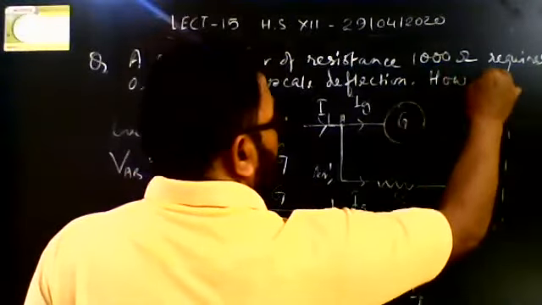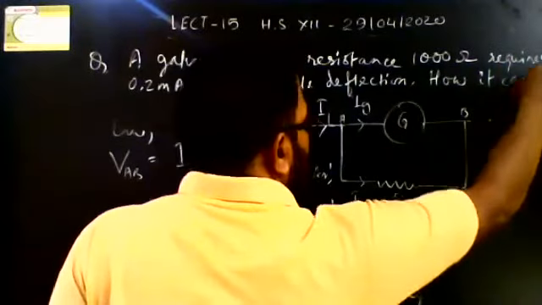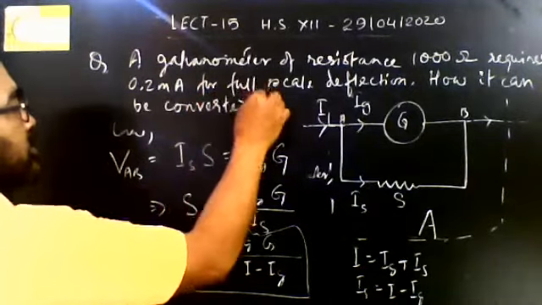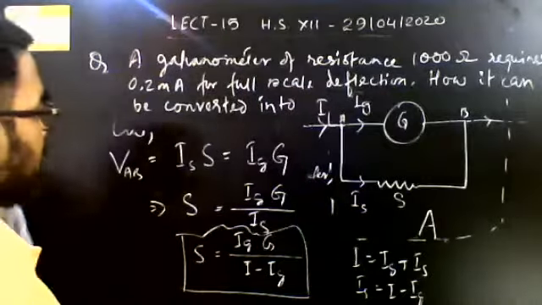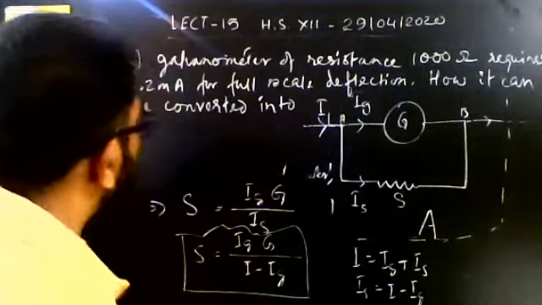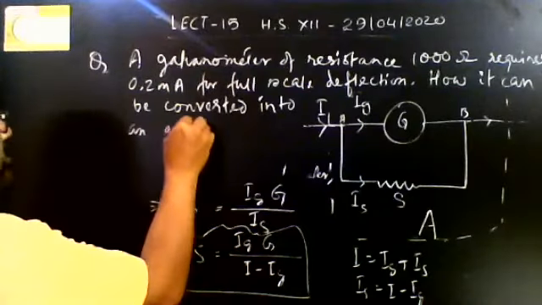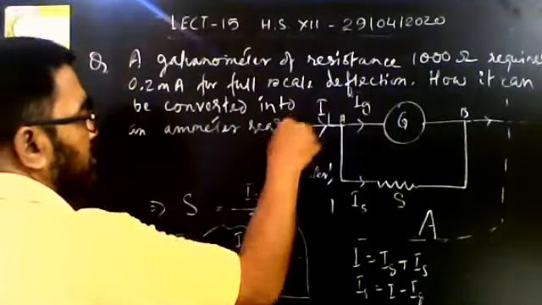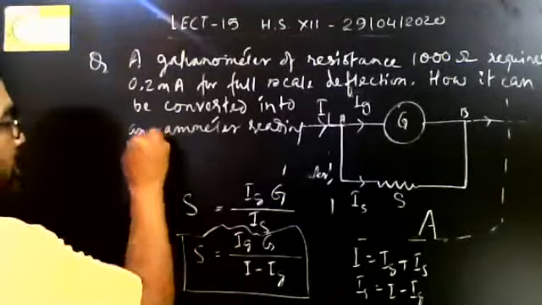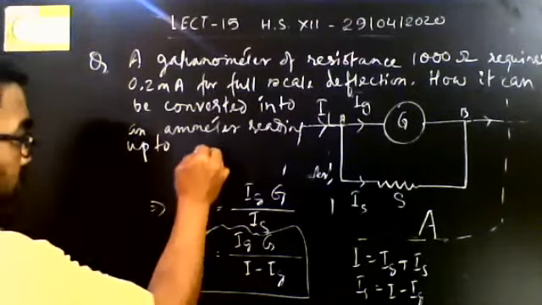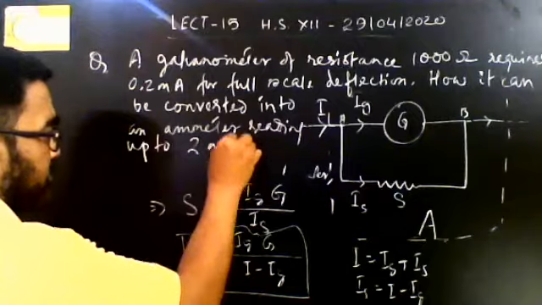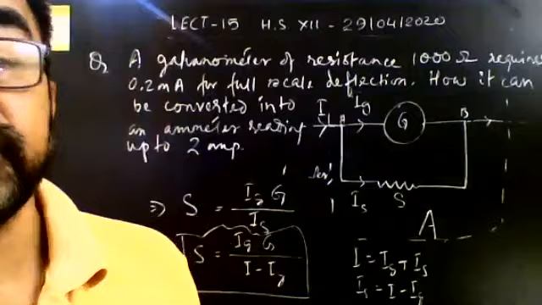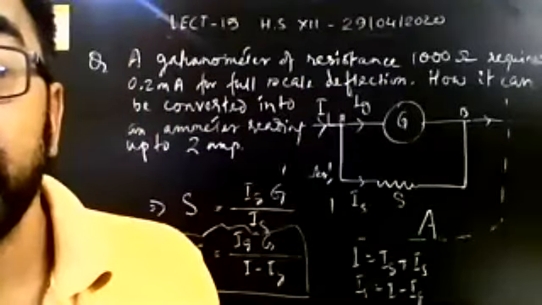How can it be converted into an ammeter reading up to, suppose, 2 ampere?